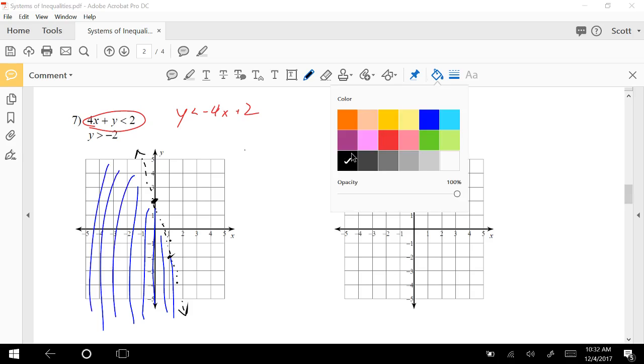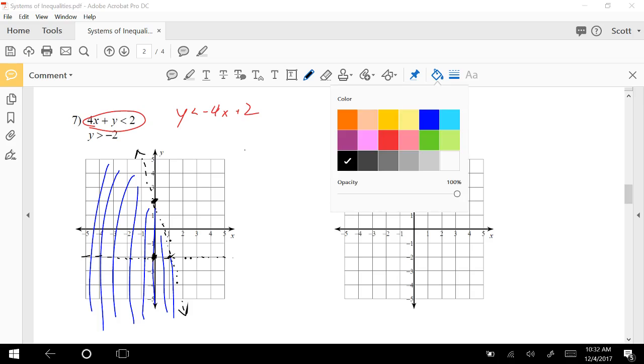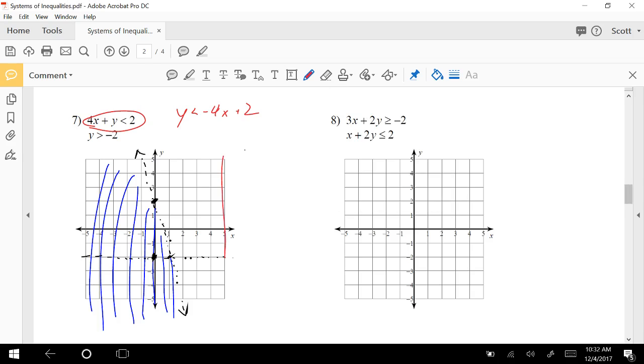Y is going to be greater than negative 2. So negative 2, y equals negative 2 is a horizontal line. This one is going to be horizontal but dashed. And greater than that would be above that line. So we look for where the overlap begins. And where it overlaps, starting at this corner and all of this area.